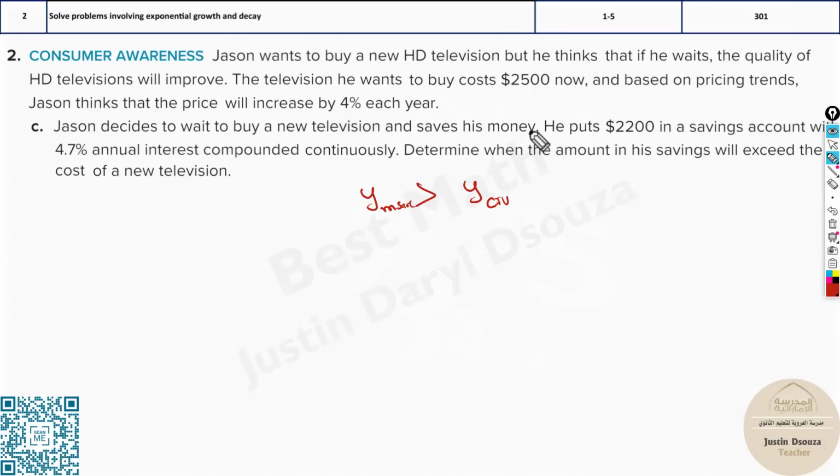Let's write the equation over here. We know this equation was y equals A, the initial cost 2,500, e to the power 4%, which is 0.04t. When will this be greater than, say, 2,200, the initial amount which is deposited, e to the power, what is 4.7%? It'll be 0.047 multiplied by t. You can put it in the calculator directly and get the answer. In topic 1, we have already solved such things. So you can solve it directly in the calculator, just make this inequality equal to.